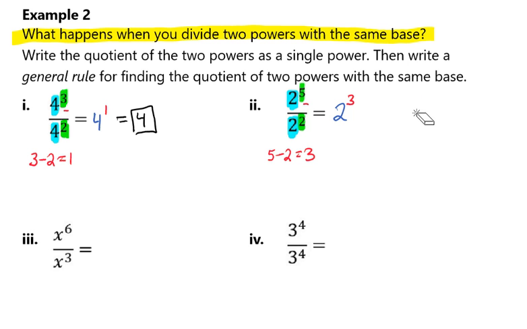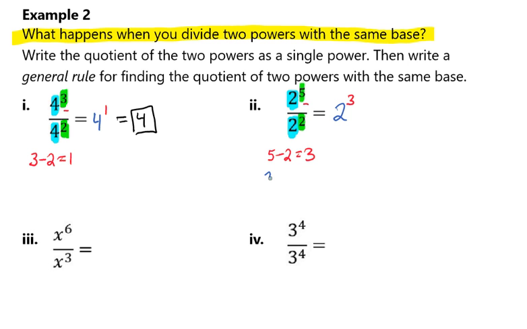But it was positive, so we can leave it this way. Another way you can think about that is that there's more twos on the top. Notice that we have a 5 on the top and only a 2 on the bottom. So we're going to have our 2 to the third be on the top. If you're having trouble understanding why you get to subtract those, we can think of it this way.